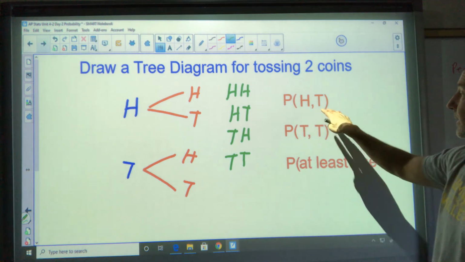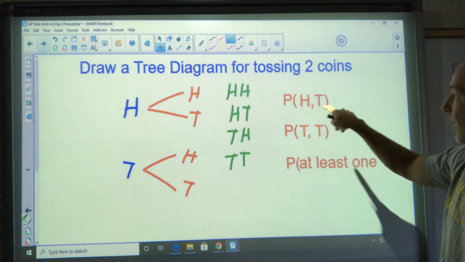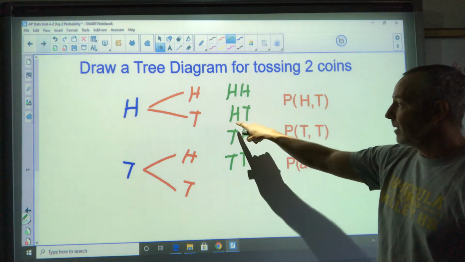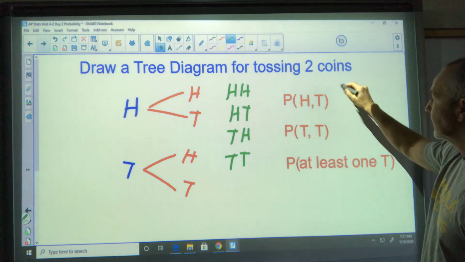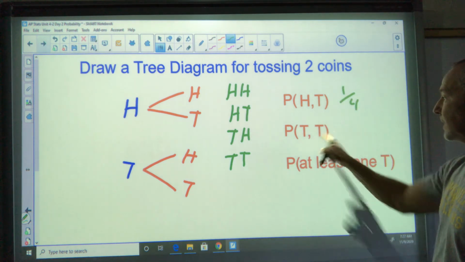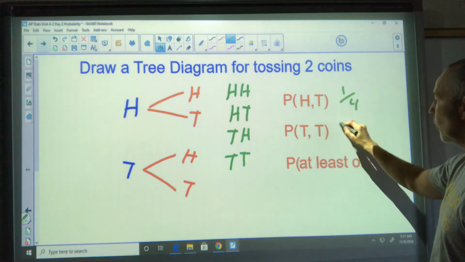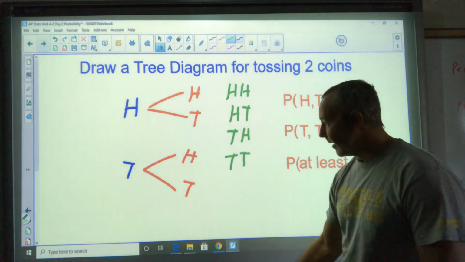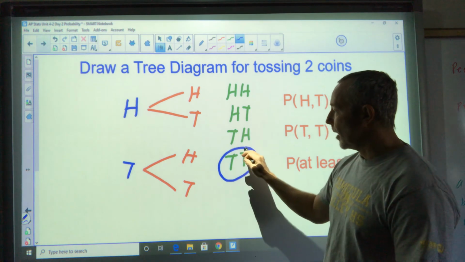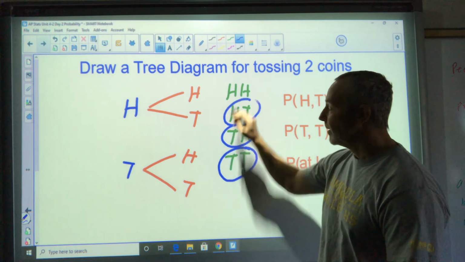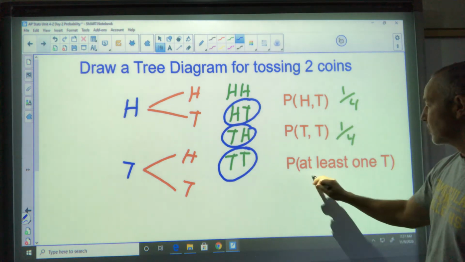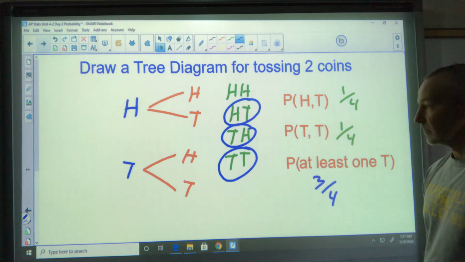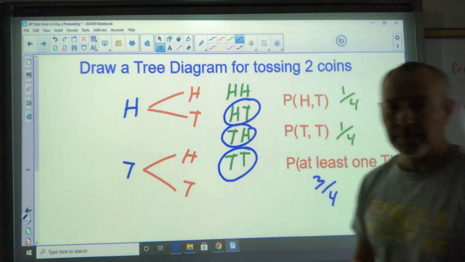All right, heads then tails. This is exact order. That means heads first, tails second. So that's 1 out of 4. Tail, tail, another one, 1 out of 4. At least 1 tail. Well, at least 1 means 1 or more. I got that one, that one, that one. That's all but that last one. 3 out of 4. And those are my tree diagram.